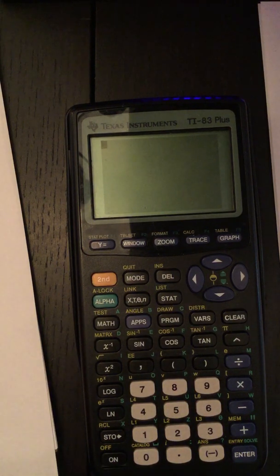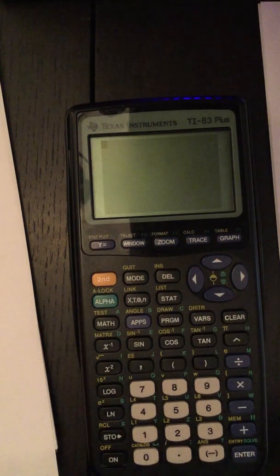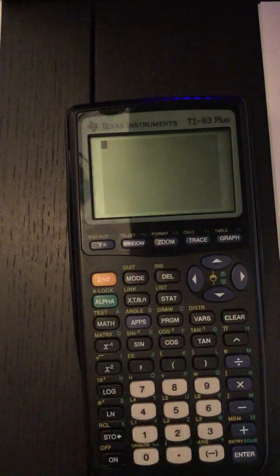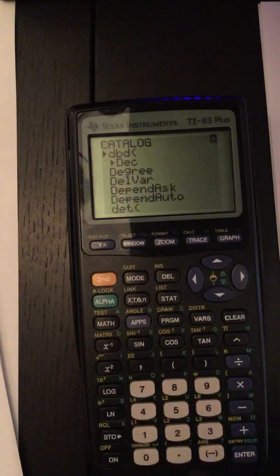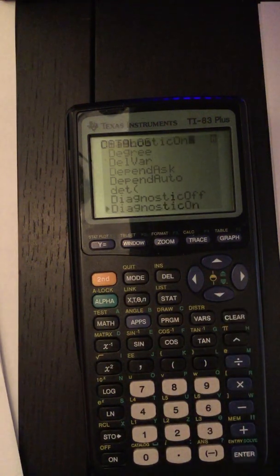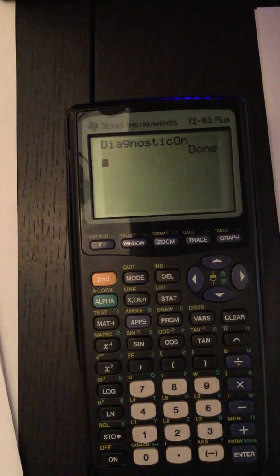So we've got our table. We're going to use our technology. What's the first thing we're going to do? The first thing we're going to do is make sure that our diagnostic is on. So second function 0, x to the -1, scroll down, diagnostic on. Press enter again, it says it's done, we're good to go.